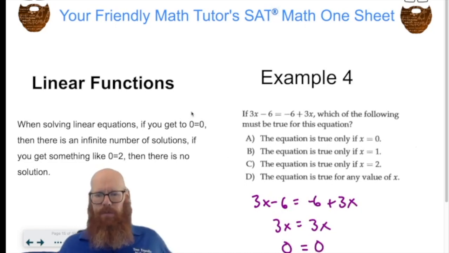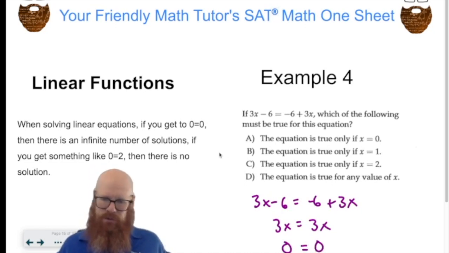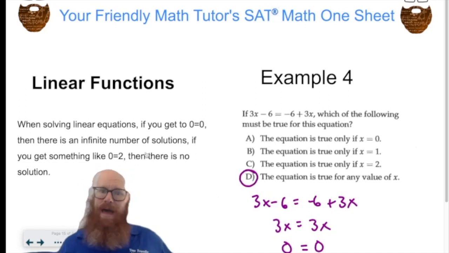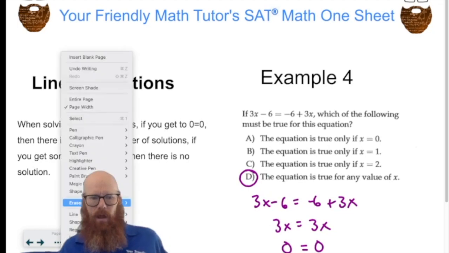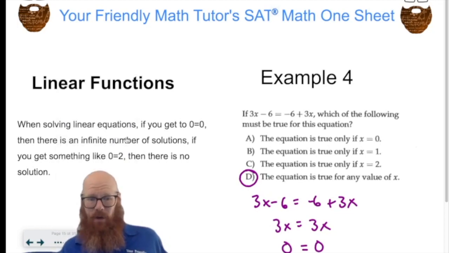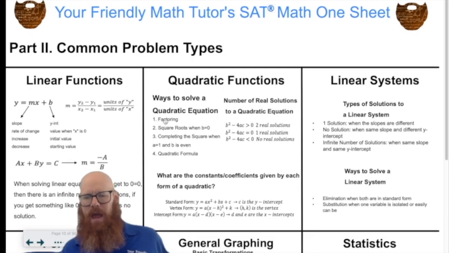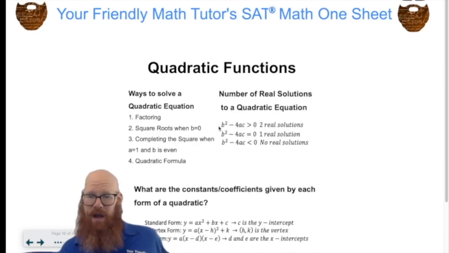So 0 equals 0 means there's an infinite number of solutions, which means the equation is true for any value of x. All right, let's keep going. So that concludes our linear functions part. Now we're going to move on to quadratic functions.